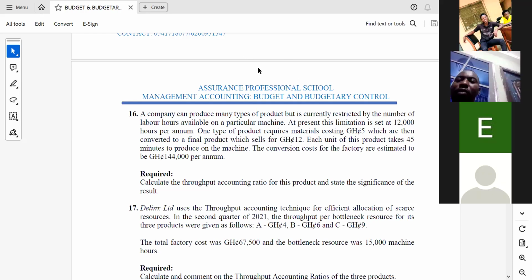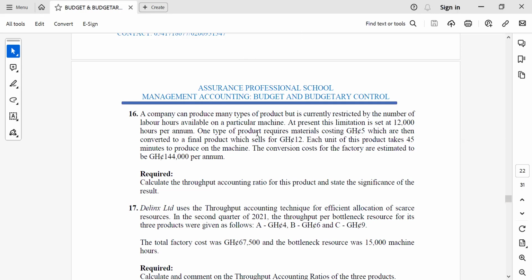What is the bottleneck here? The hours. Which of the hours? Are you sure? Okay, it's labor hours. The bottleneck is labor hours. All right, that is fine. So the question now is, what do we have to do? They are asking for the throughput accounting ratio. We need to calculate two different ratios, isn't it?